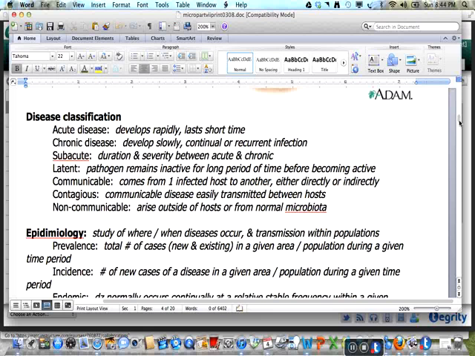Communicable diseases come from one infected host and are spread to another, either directly or indirectly. A contagious disease is communicable and easily transmitted between hosts. A non-communicable disease arises outside of the host or from normal microbiota.